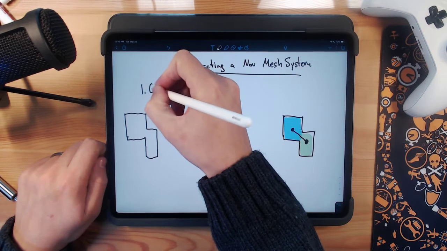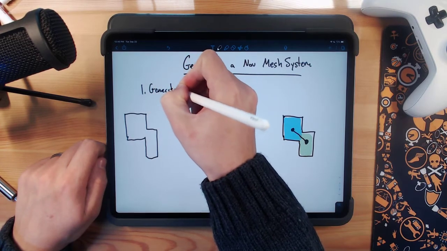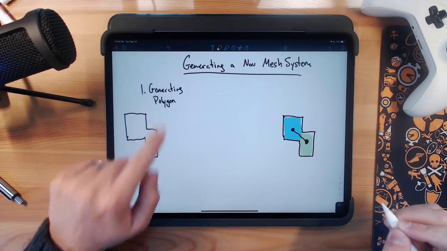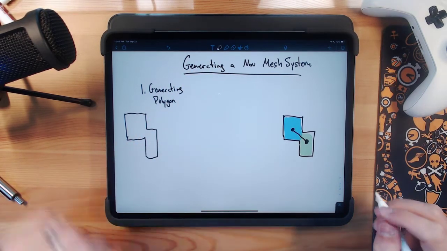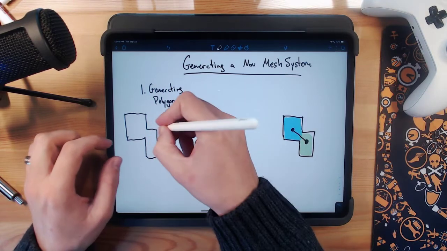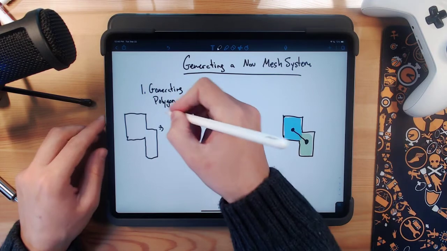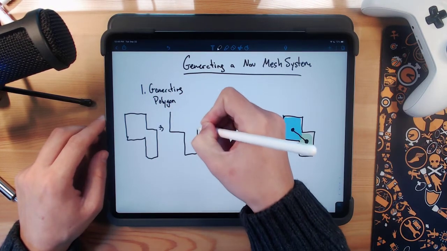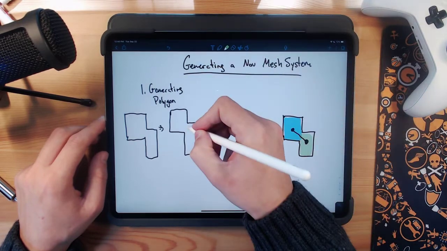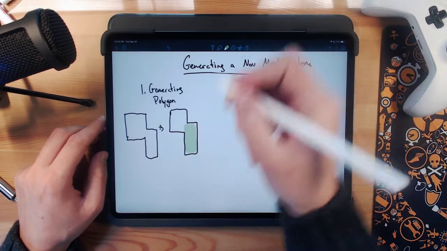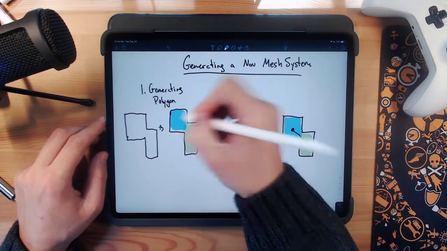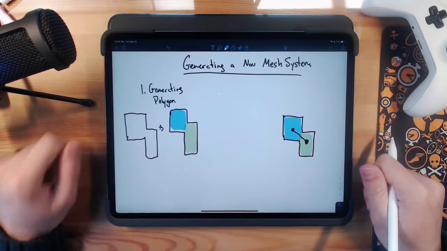So step one is generating polygons. These polygons that we're generating are the navigation meshes. So we need to go from an empty level or an empty scene, an empty world that's been built, into something that looks a little more like this, where we've built one green mesh and one blue mesh. Something similar to this.